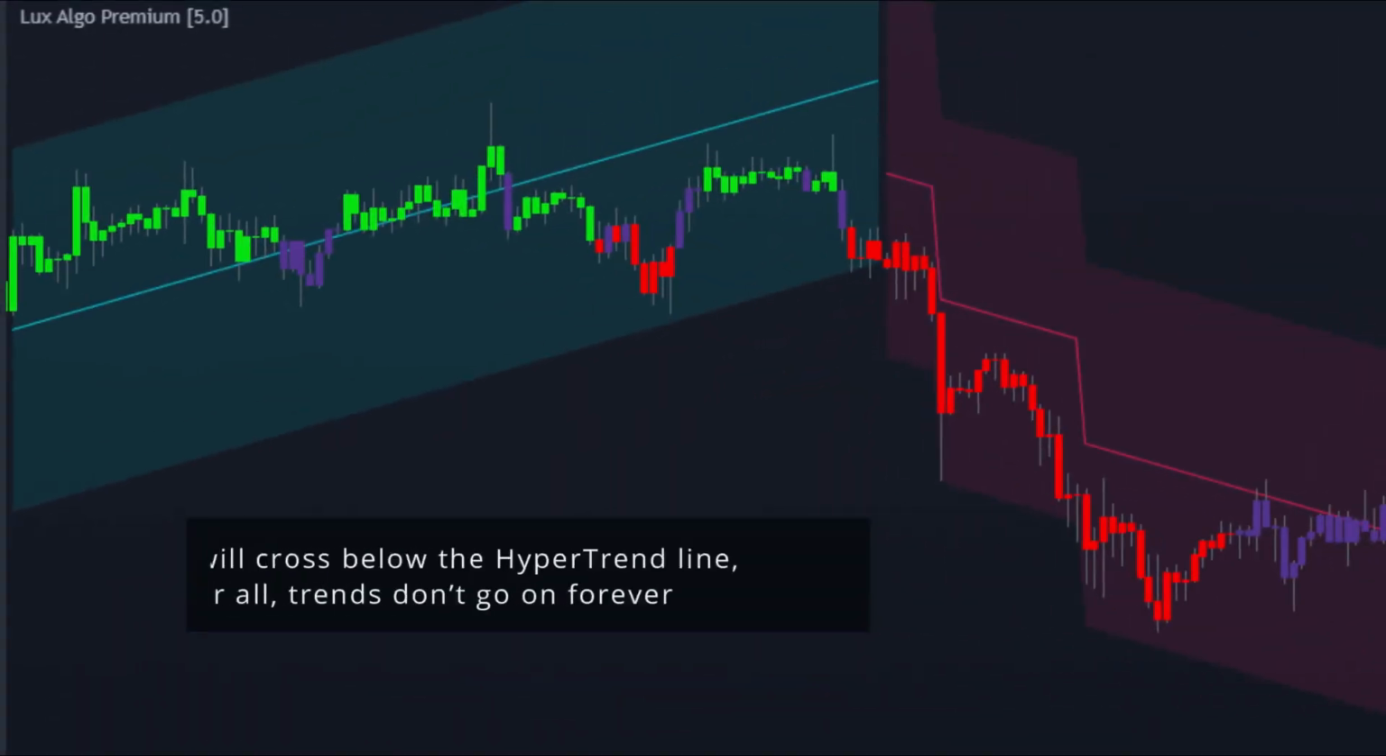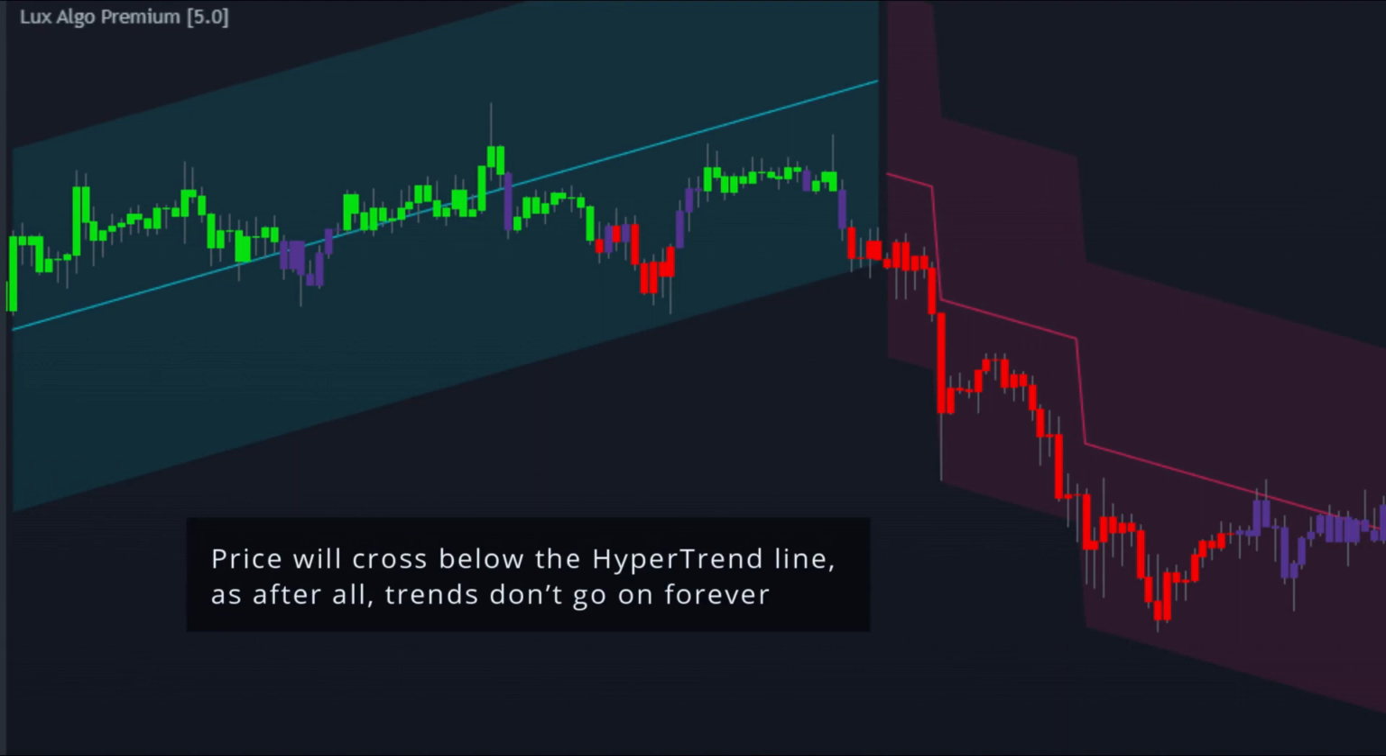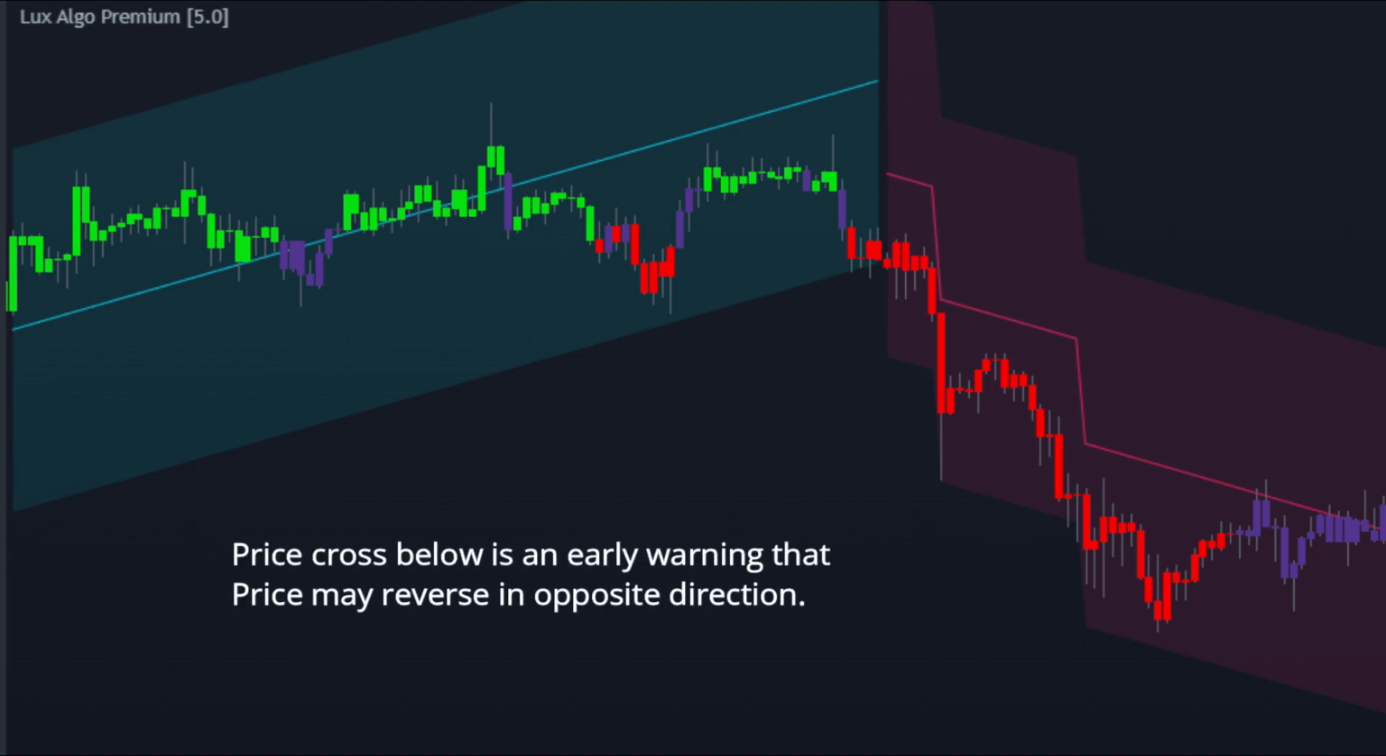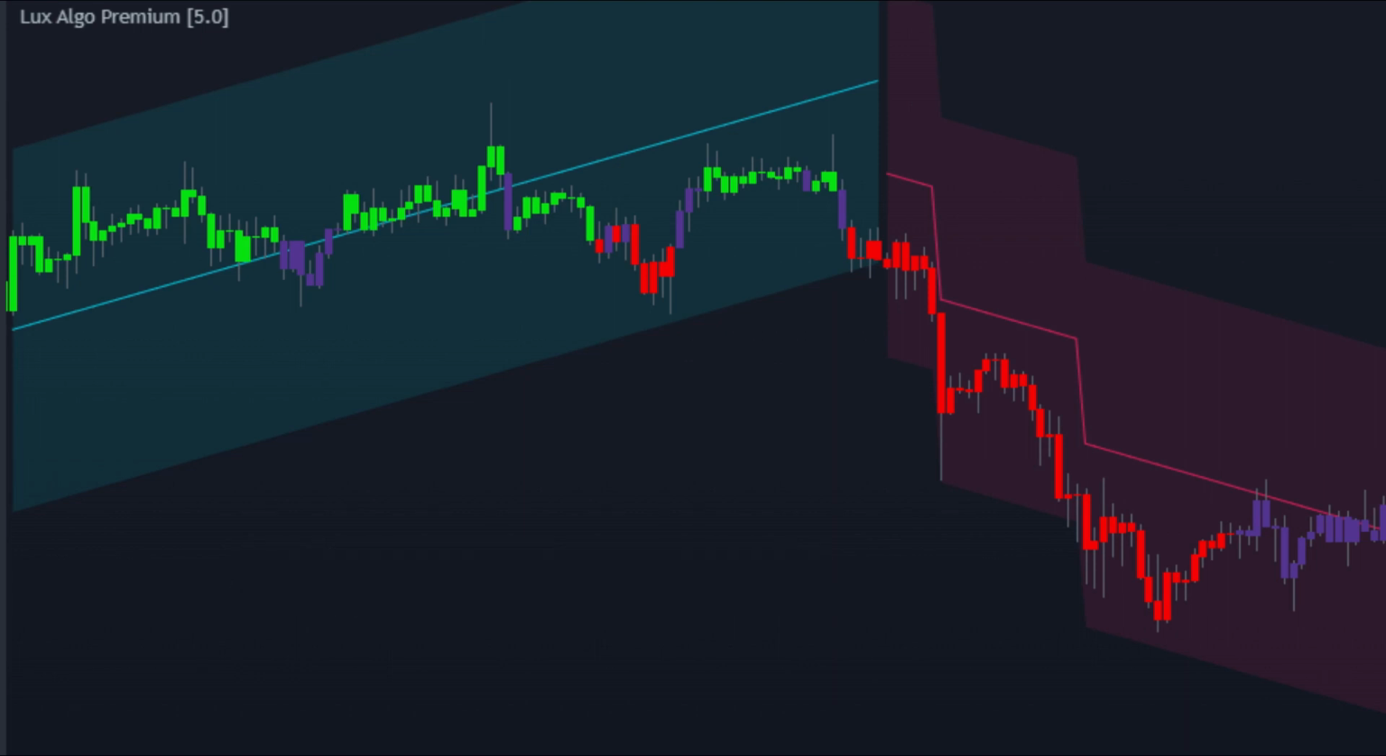We can expect that at some point price will cross below the hypertrend line, as after all, trends don't go on forever. And when price does cross below, we can view this as an early warning that price may reverse in the opposite direction. Depending on your own aversion to risk, you may want to close your trade when price passes through the hypertrend line into the lower support area. Or you may want to close your trade when price completely passes through, creating a new downward trending hypertrend.